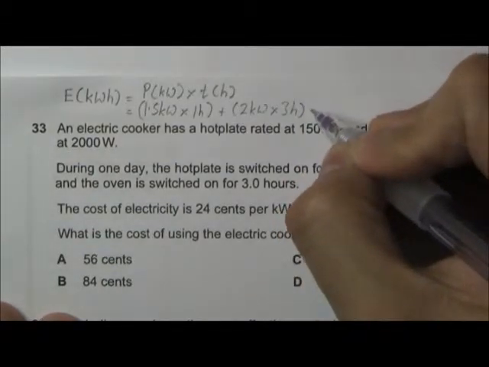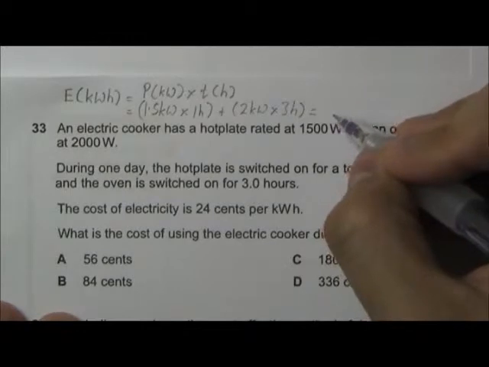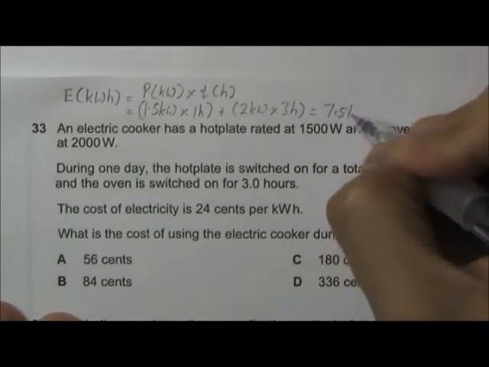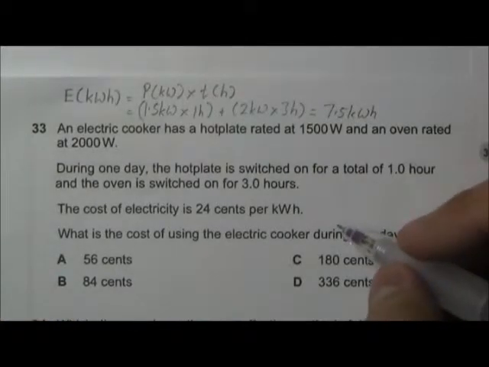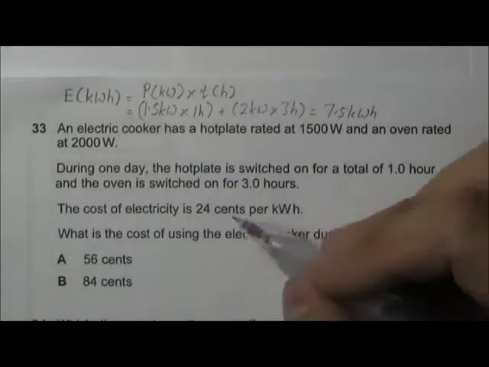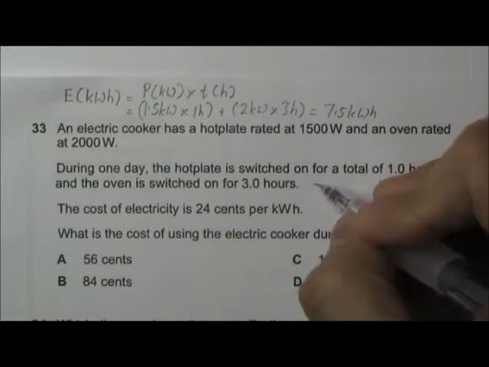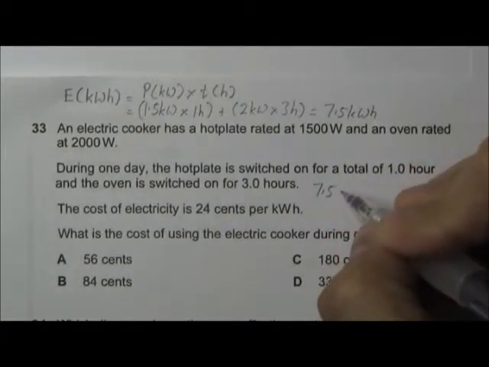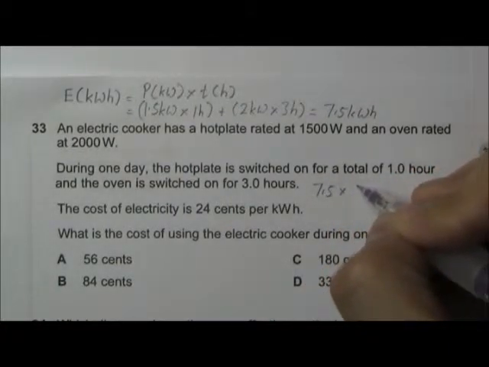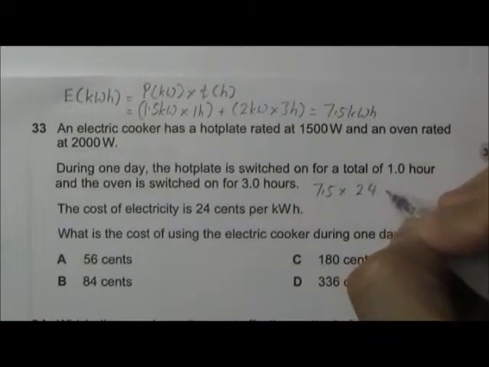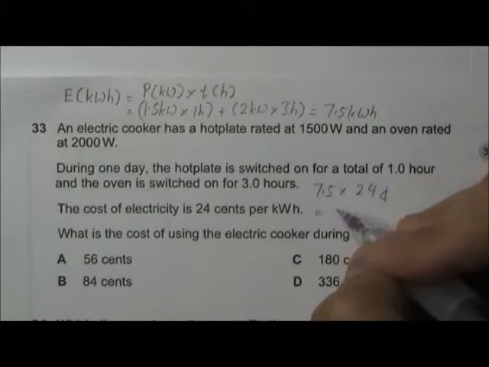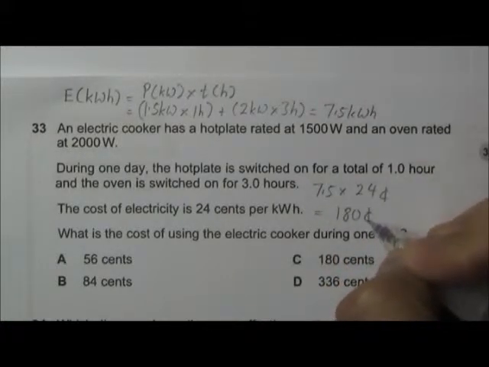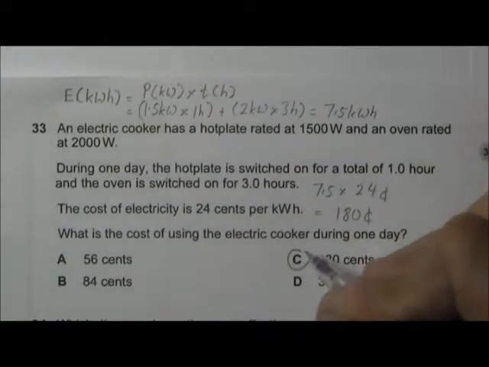So the total kilowatt hour used will be 7.5 kilowatt hour, and 1 kilowatt hour costs 24 cents. So 7.5 kilowatt hour will cost you 7.5 multiplied by 24 cents, and that will give you 180 cents. So the answer should be C.